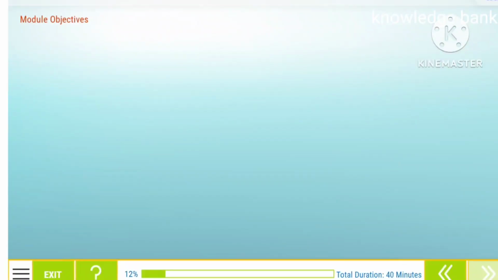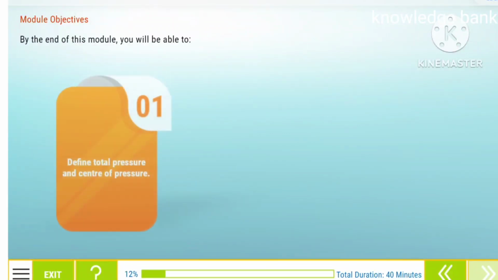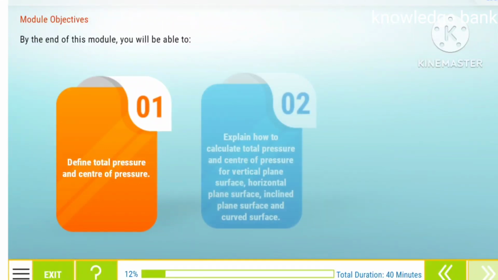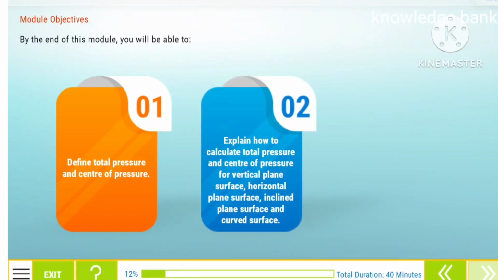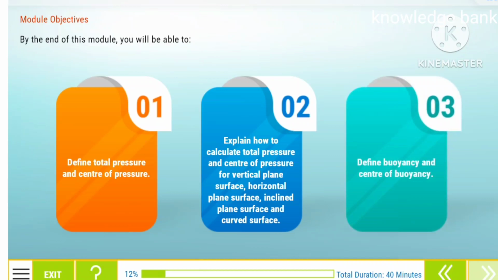Module objectives. By the end of this module, you will be able to define total pressure and center of pressure. Explain how to calculate total pressure and center of pressure for vertical plane surface, horizontal plane surface, inclined plane surface, and curved surface, and define buoyancy and center of buoyancy.